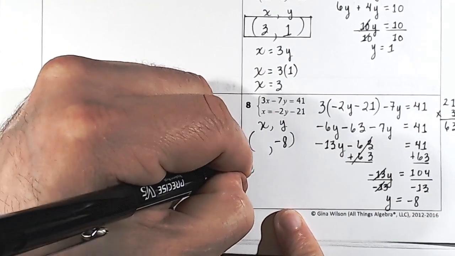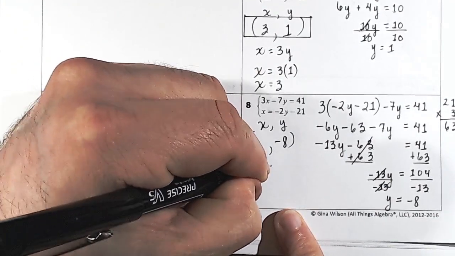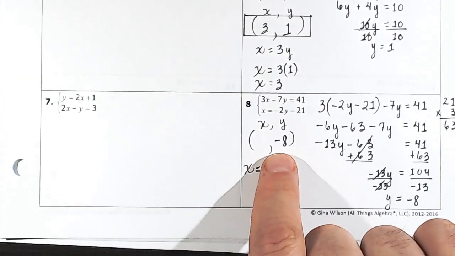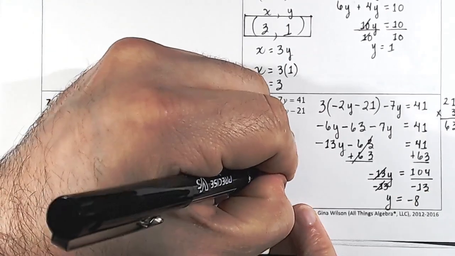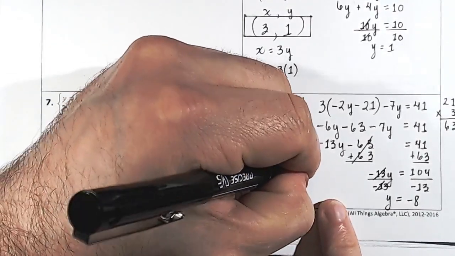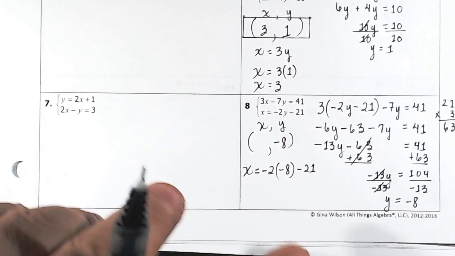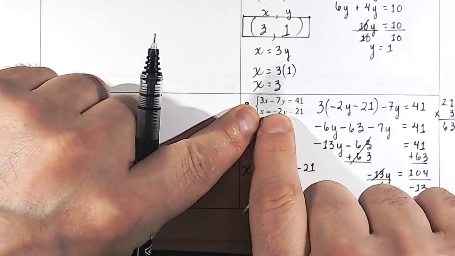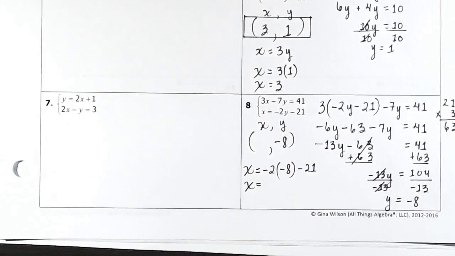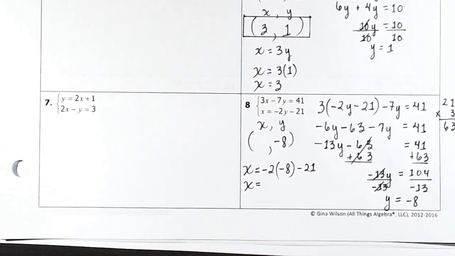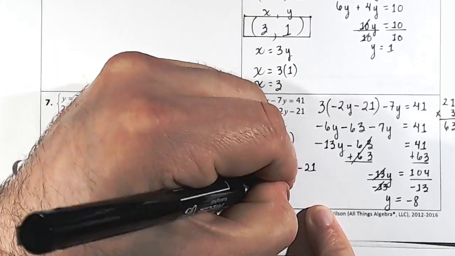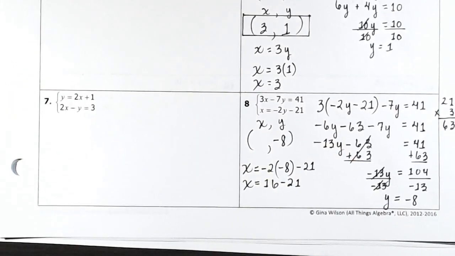So I'm going to write x equals negative 2, open parentheses. All right, and I'm going to stick this negative 8 in where that y was. Negative 8, close parentheses, and then bring down this minus 21. All I've done is substitute negative 8 for y in this bottom equation. And now I'm going to solve for x. x equals negative 2 times negative 8. Negative times a negative is a positive, so negative 2 times negative 8 is positive 16. Minus 21. So I have to subtract 21 from 16.